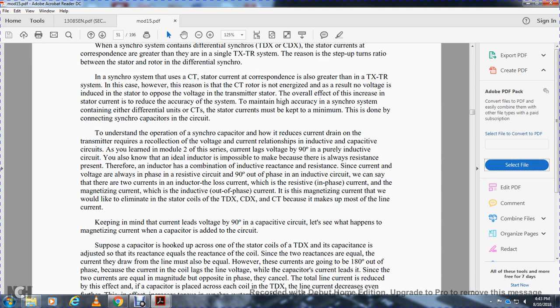In a purely inductive circuit, you also know the ideal inductor is impossible to make. There is always resistance in practice, therefore the inductor is a combination of inductance, reactance, and resistance, and the current and voltage are never exactly 90 degrees out of phase. We say that there are two currents in the inductor: the loss current, the resistive in-phase current, and the magnetic current, the inductive out-of-phase current. The magnetic current, which we would like to eliminate in the torque differential transmitter, the control differential transmitter and the control transformer, makes up most of the line current.